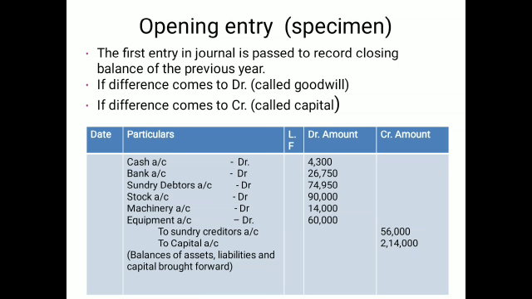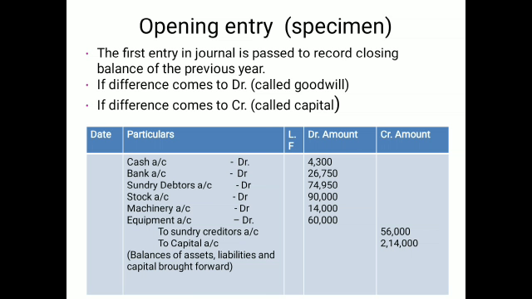And now the opening entry is here. When a balance sheet is prepared for one accounting year, on that basis the closing entry will be passed with the name of assets equal to liabilities plus capital. What is the accounting equation? That means all the assets will be debited at the end of the accounting period, and all the liabilities and the capital account will be credited. The total of debit and credit should always remain the same.